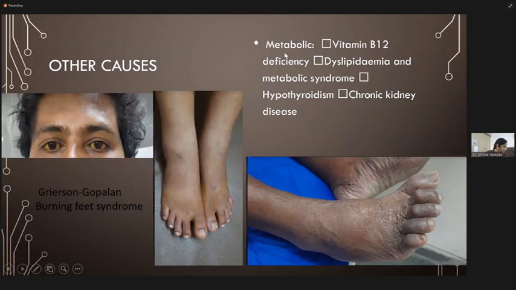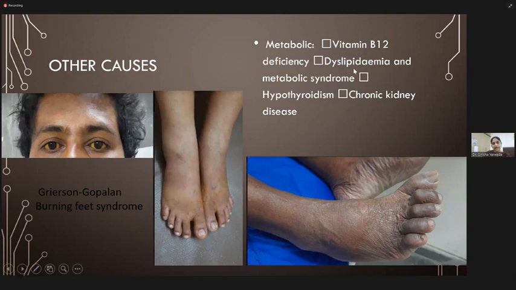Coming to the other miscellaneous causes, we all know the metabolic causes. Even vitamin B12 deficiency can cause painful neuropathy. It can cause neuropathy in addition to the proprioceptive loss as a part of subacute combined degeneration. One more, I told about diabetes as well as impaired glucose tolerance also.